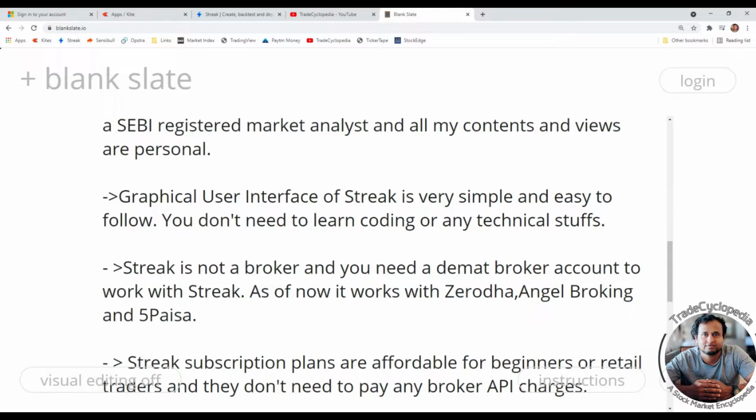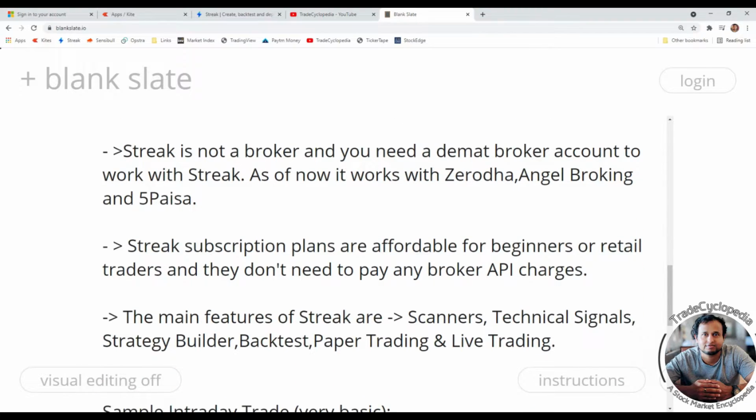For example, if I'm using Zerodha as my broker, I link my Zerodha account with the Streak platform. I'm creating strategies on Streak, and whenever a strategy meets its entry conditions, Streak will place an order with the Zerodha broker. So I'll get an entry, then the exit as per my exit condition, which I'll show you. This is a very important point that all beginners have to understand. Streak is not a broker, and you need a broker account, I mean a demat account, to work with Streak.